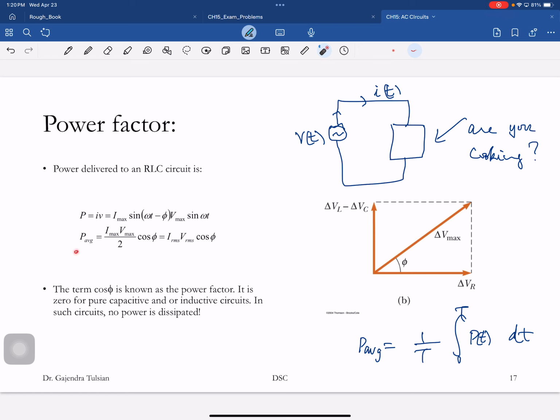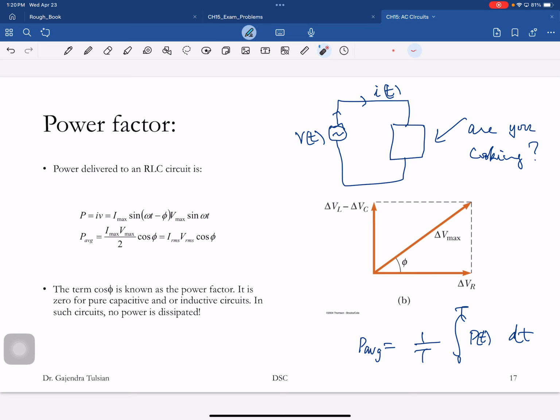When is the average power delivered to this black box maximum? When phi is 0. Let's say this is Palm Coast or DeLand or whatever, and this is FPL. If phi for Palm Coast or Deltona is pi by 2, everybody's in the dark there.